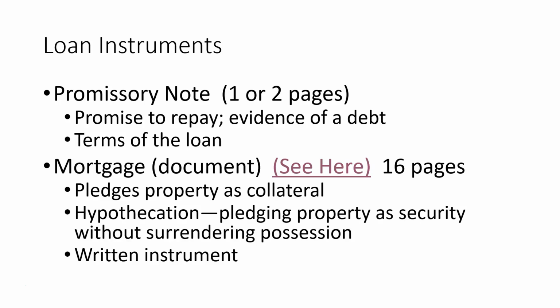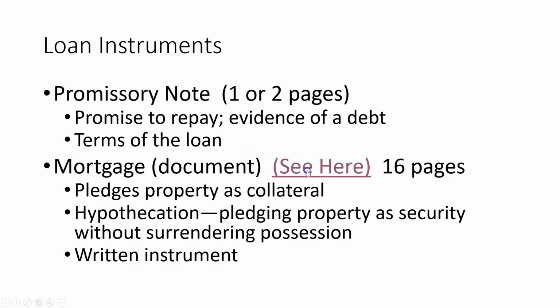Every mortgage comes with a promissory note. It can be just 1 or 2 pages, a promise to repay. It's evidence of the debt, and it gives you the terms of the loan, such as the amount borrowed, interest rate, and monthly payments, and so forth. Also with it is the mortgage document. So I usually say mortgage note and mortgage document as 2 separate items.